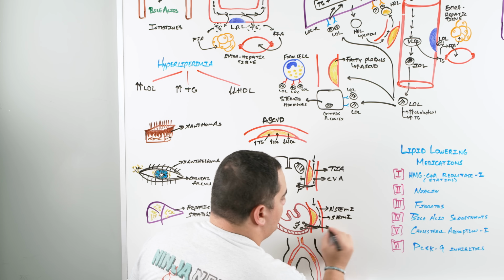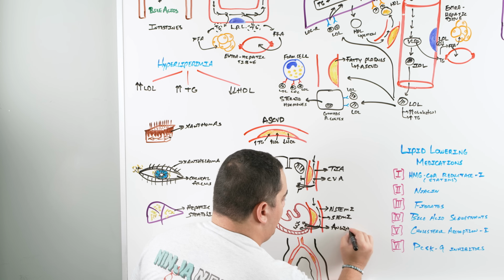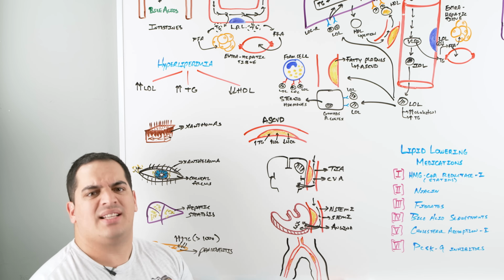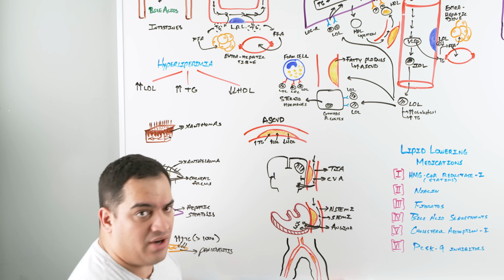Or this can lead to just your basic kind of coronary artery disease. So your angina, whether it be a stable angina, unstable angina, etc. But you'll see a form of coronary artery disease as another complication.